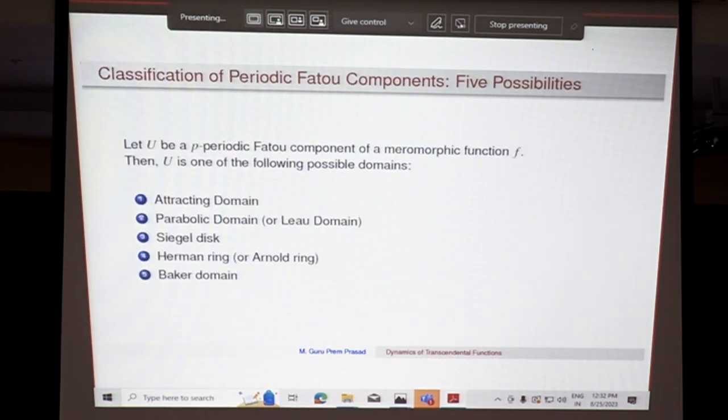So, now this periodic point for two components, it is classified that they will take any one of these forms only. So, these are the following 5 possible forms. One is called attracting domain, another one is parabolic domain, another one is Siegel disk, Herman ring, Baker domain. So, these are the 5 possibilities for the Fatou components.